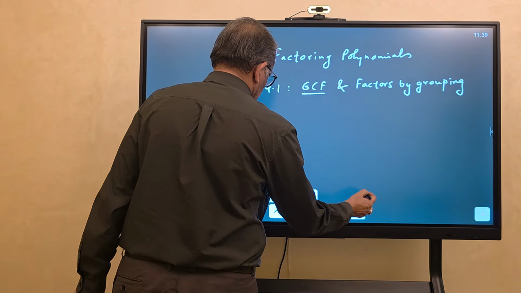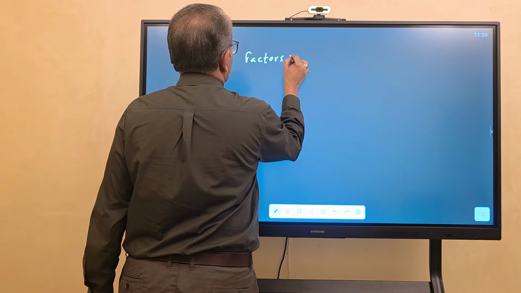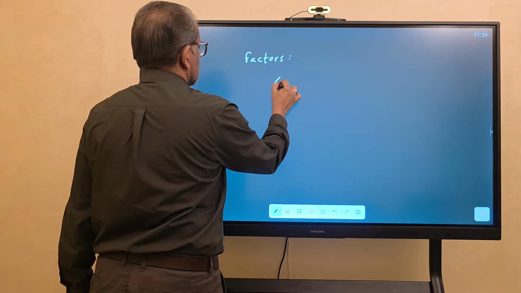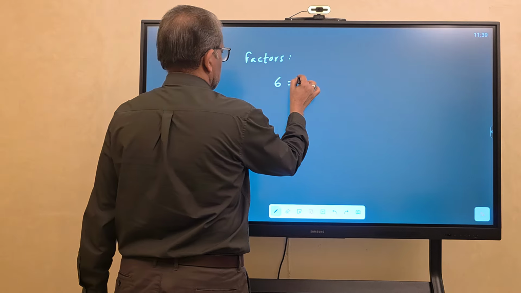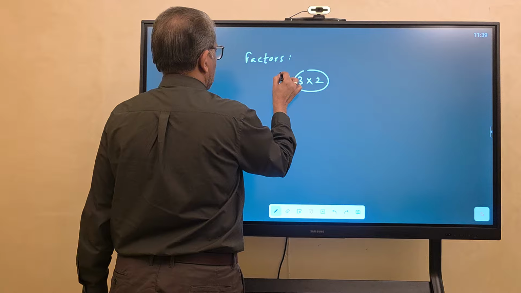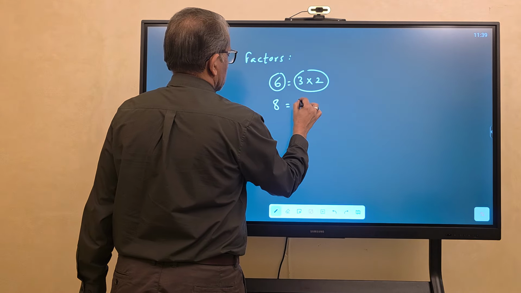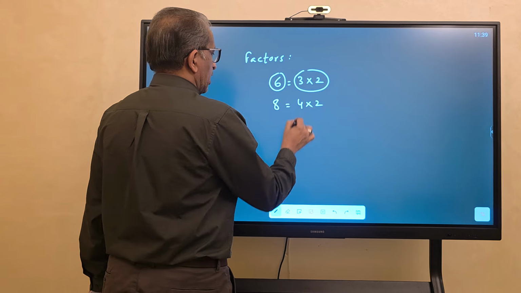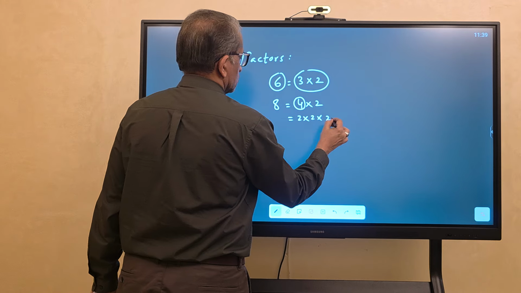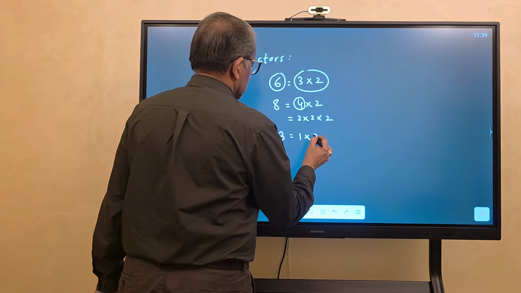But before that, let me first give you what do you mean by factor. For example, if I write 6, what are the factors of 6? It is 3 and 2. So these are the factors and this is the product of the factors. What are the factors of 8? It is 4 and 2. And further I can write the factors of 4. That is 2, 2, 2. What are the factors of 3? It is 1 and 3.